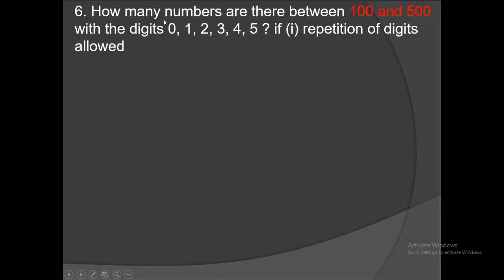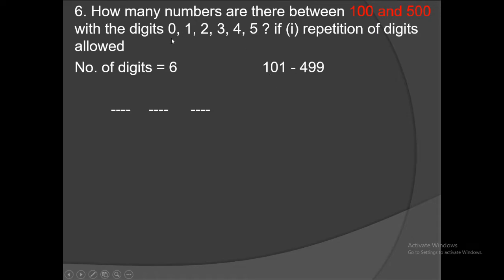Sum number 6. How many numbers are there between 100 and 500 with digits 0 to 5, repetition of digits allowed? First, totally there are 6 digits: 0, 1, 2, 3, 4, 5. Now, numbers between 100 and 500 means you cannot include 100 and 500. So 101 to 499, 3-digit numbers, so 3 places. Now see, the first place can be occupied by the numbers 1 to 4.